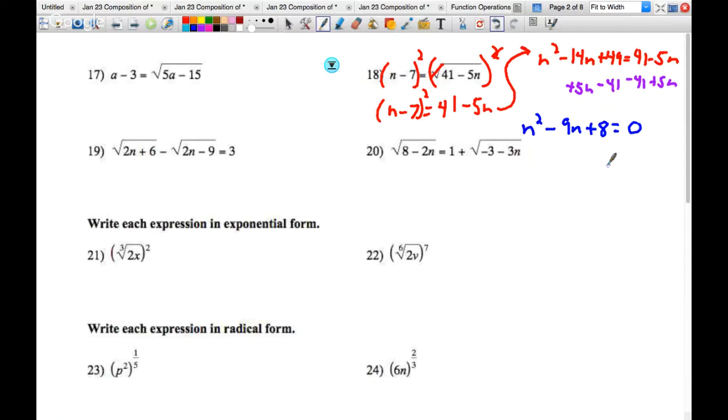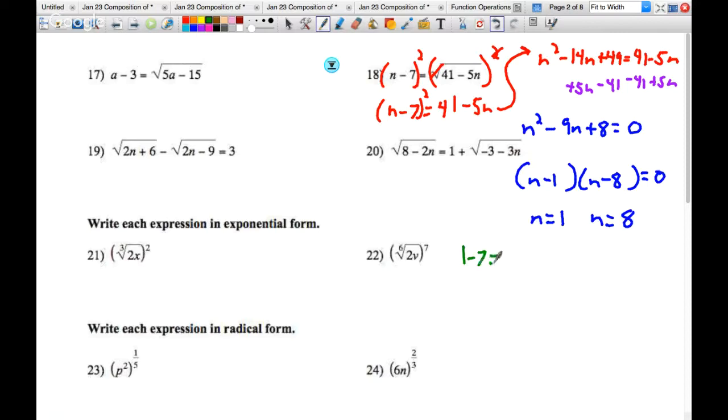So I recognize that I've got a quadratic, and the only way to solve the quadratic is to get it equal to 0. Now I can factor. I'm looking for two numbers that multiply to be 8 but add to be negative 9. Those numbers are negative 1 and negative 8. And now zero product property, I get the answers n equals 1, n equals 8. But we're not done, because when we've got equations with radicals, you've got the potential for extraneous solutions. So I have to plug these back in.